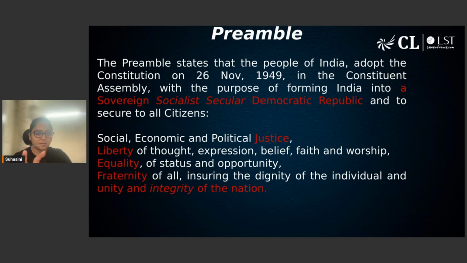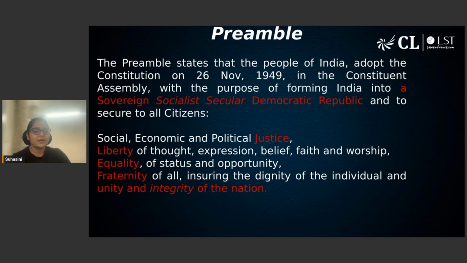So if we look at the slide, it says the preamble states that the people of India adopt the constitution on 26 November 1949 in their constituent assembly with the purpose of forming India into a sovereign, socialist, secular, democratic republic, and to secure to all its citizens social, economic, and political justice, liberty of thought, expression, belief, faith, and worship, equality of status and opportunity, fraternity of all, and ensuring the dignity of the individual. And the last thing which the preamble states is unity and integrity of the nation.